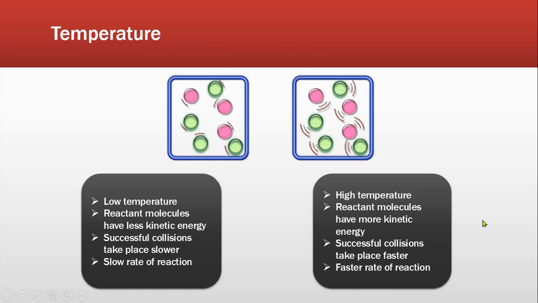Our next factor which affects rate of reaction is temperature. Now, all molecules have kinetic energy. So at a low temperature, for example in this one, they will have less kinetic energy. At high temperature, they have more kinetic energy. So if these reactant particles are taking their granny time to reach the other reactant particles, of course, it will have a slower rate of reaction because there are less collisions taking place.